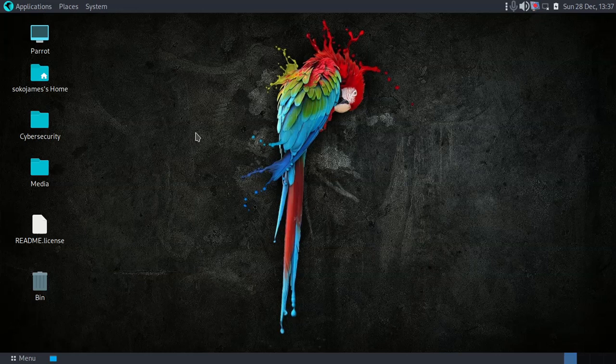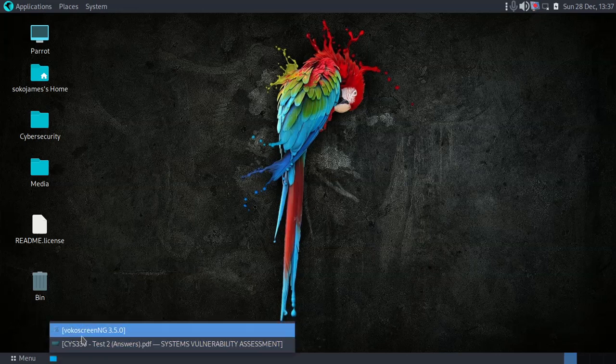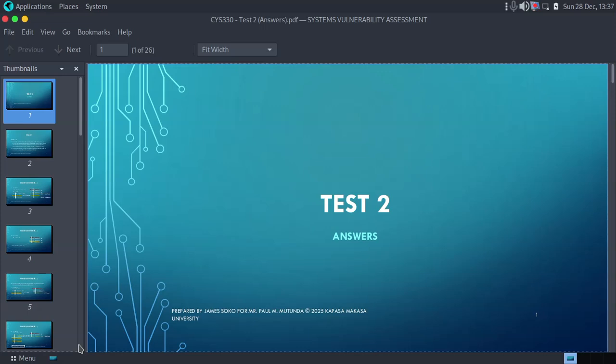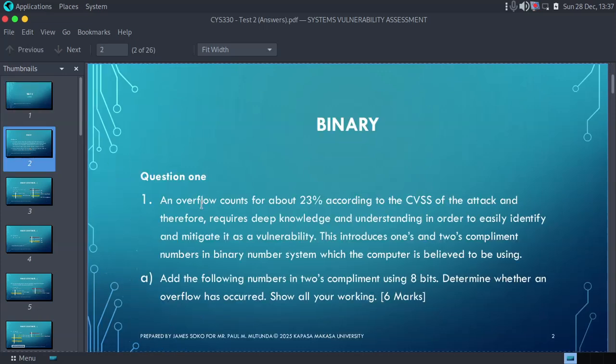So basically this course is System Vulnerability Assessment, which is CYS330, and it's a full course done by Mr. Mtunda. So we'll be focusing on the test 2 paper for now. These are the answers, but I'll be explaining how you can calculate them.